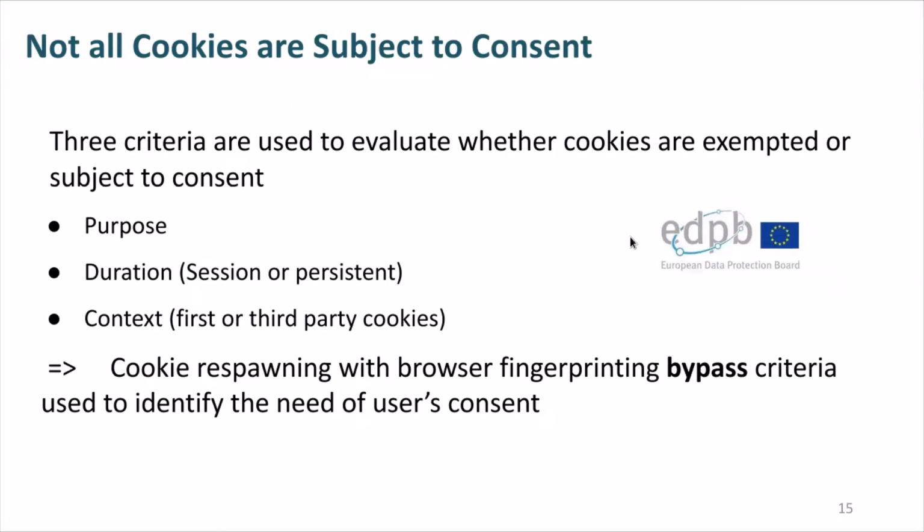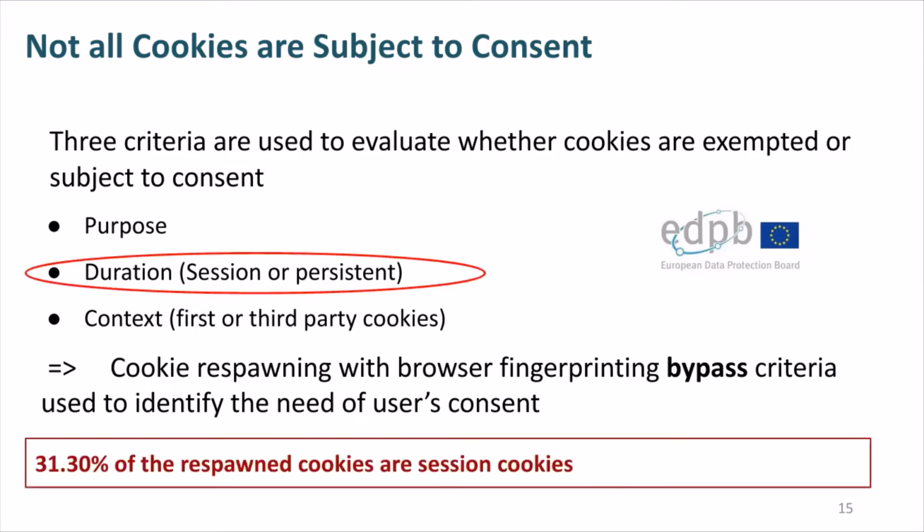As we mentioned earlier, not all cookies are subject to consent. In fact, there are three criteria used to evaluate whether a cookie is exempted or subject to consent: the purpose of the cookie, the duration, whether it's a session or persistent cookie, and finally the context, whether it's a first or third-party cookie. We found that cookie respawning with browser fingerprinting can actually bypass the criteria used to identify the need of users' consent. In fact, 31.30% of the respawned cookies are session cookies. These cookies can be exempted from consent because of their duration, the fact that they are session cookies. However, because of the usage of cookie respawning with browser fingerprinting, these cookies are used in a persistent way.